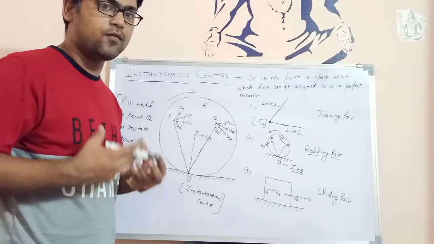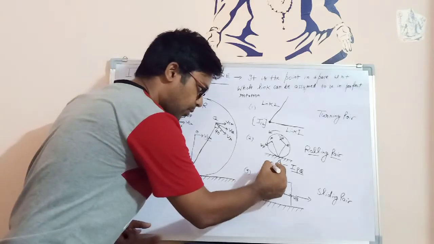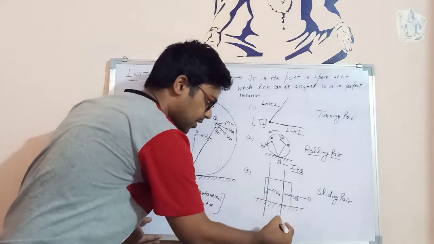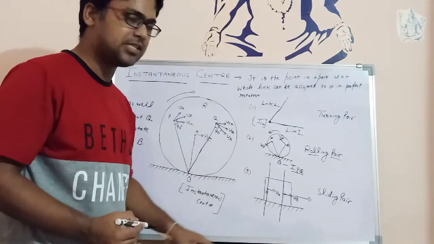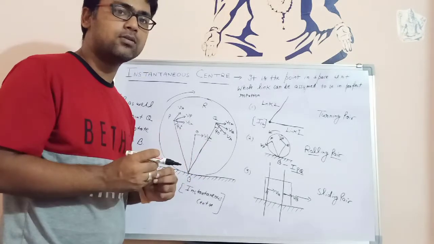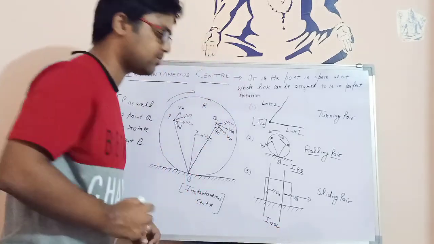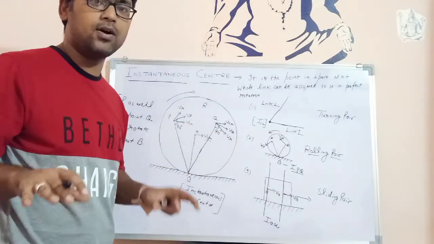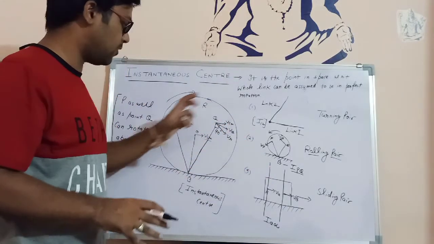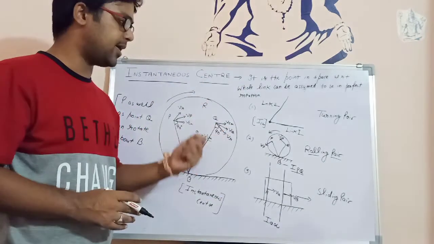So to find the instantaneous center, what I can do is draw a perpendicular. If I draw a perpendicular at point A, as well as a perpendicular at point B, we can see that these two lines will never intersect. It means for the sliding pair, we are not going to have an instantaneous center. The instantaneous center will be at infinity. Clear? So this is a simple example of turning, rolling and sliding pair. This is the definition of instantaneous center, and these are the classifications of turning, rolling and sliding pair.